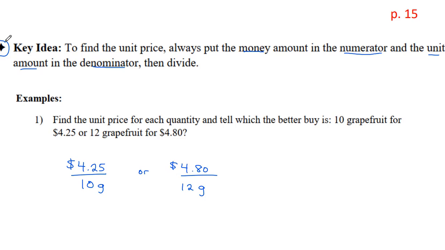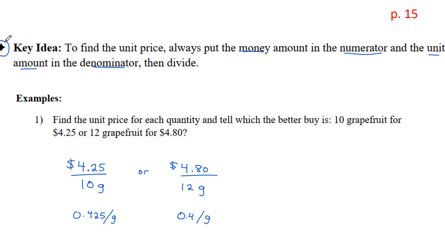Now the book gives us a couple of methods that we can use, or really they advise you to change this into cents. I don't think that's necessary considering that we're using a calculator. We can compare decimal numbers just as well. So I'm going to show this keeping the decimal in. So all I'm going to do is take 4.25 divided by 10, which gives me a unit rate of 0.425. So that's 42 cents per gram. And then the $4.80 divided by 12 gives me 0.4 per gram.